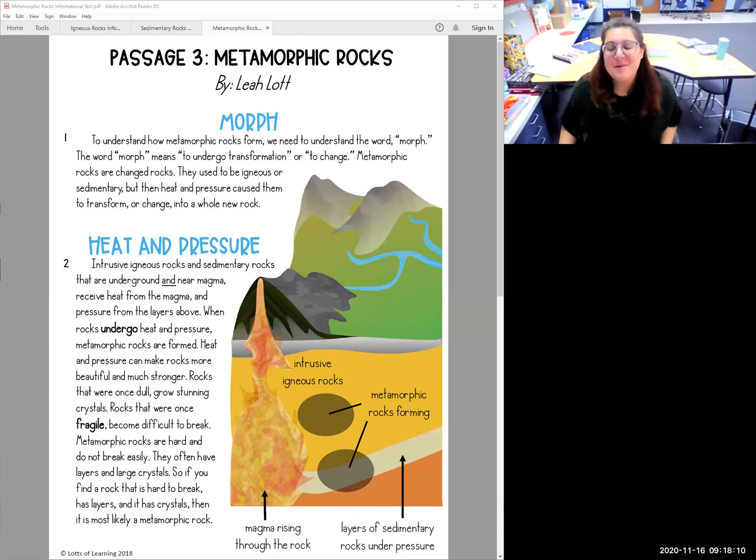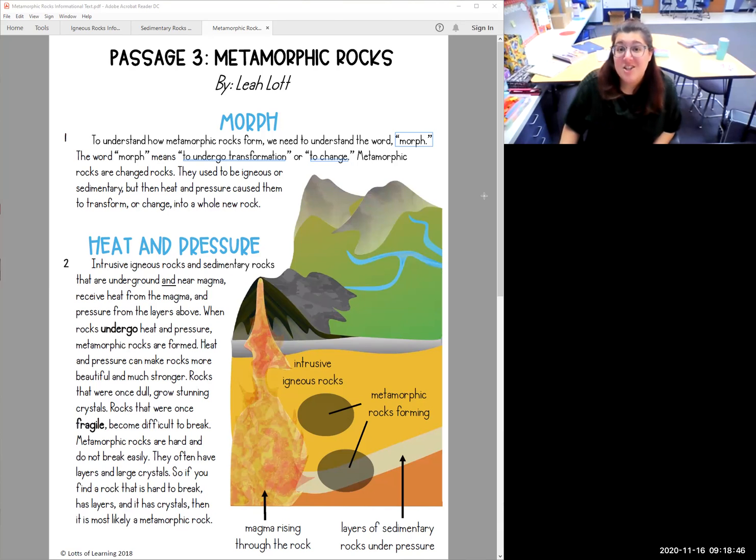All right, guys, so this is where it starts to get super cool. We've made it to metamorphic rocks. And to understand how metamorphic rocks form, we need to understand the word morph. I want you to think about any video games or cartoons or anything that you've watched or listened to that have used the word morph. That word means to undergo transformation or to change.